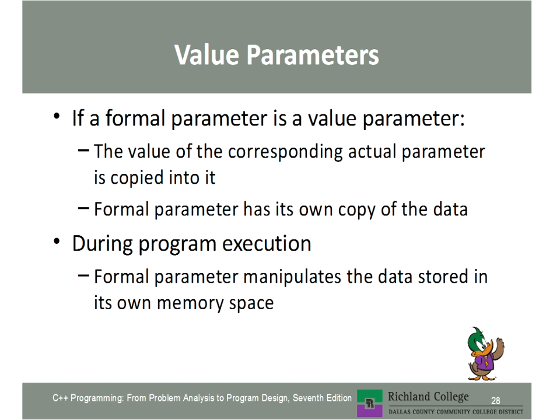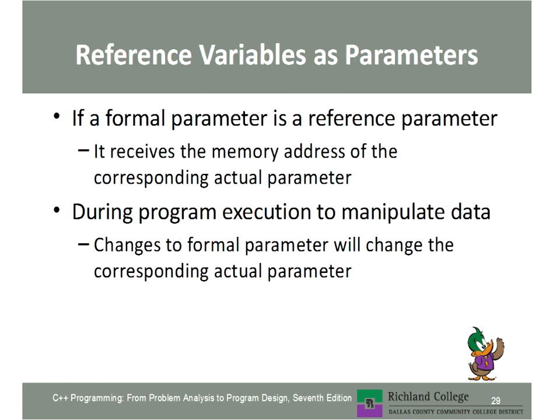The value of the corresponding actual parameter is copied into it. And the formal parameter has its own copy of the data that is sent to the function. So they're going to have their own copy of the variables, and then whatever we want to return back from the function, we're going to return that. We're going to return a copy of that value back to the calling function.